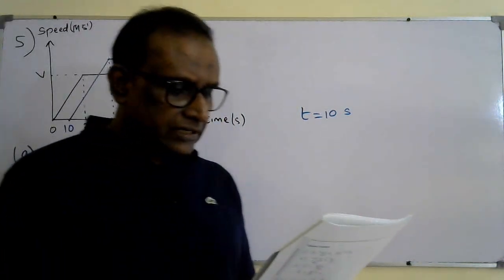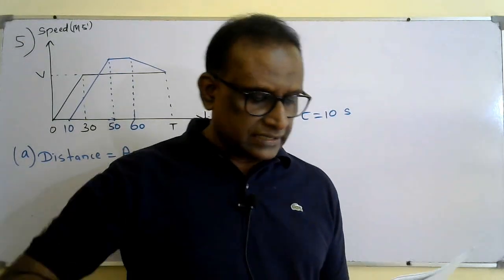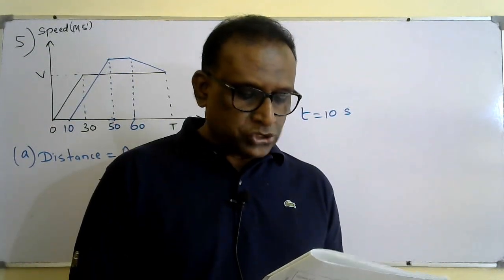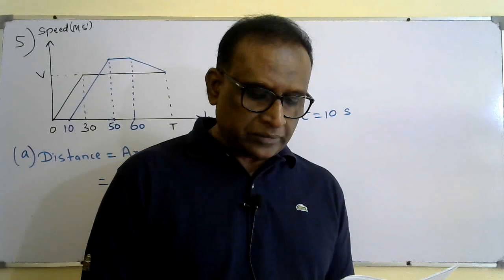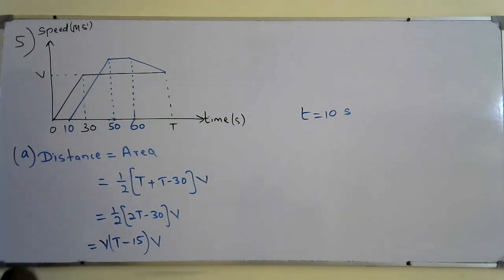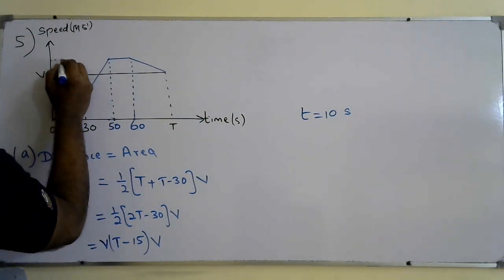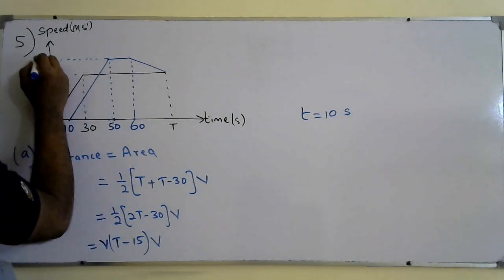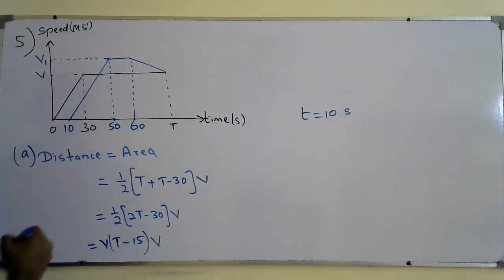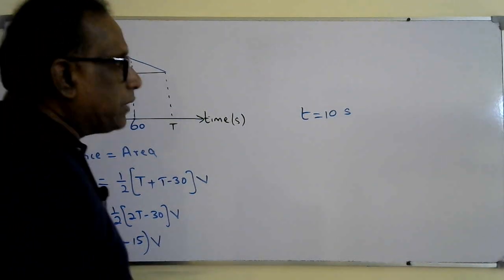Then part C: show that the constant speed of the motorbike is 4V by 3 meter per second. At time t equals T seconds, the distance traveled by each vehicle is the same, but that is for the next part, part D. Here we show that the constant speed of the motorbike is 4V by 3. We'll take the constant speed as v1, so we need to show that v1 is equal to 4V by 3.